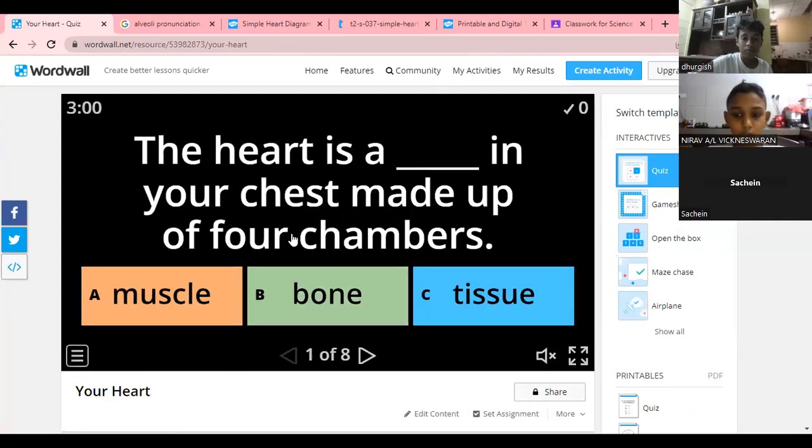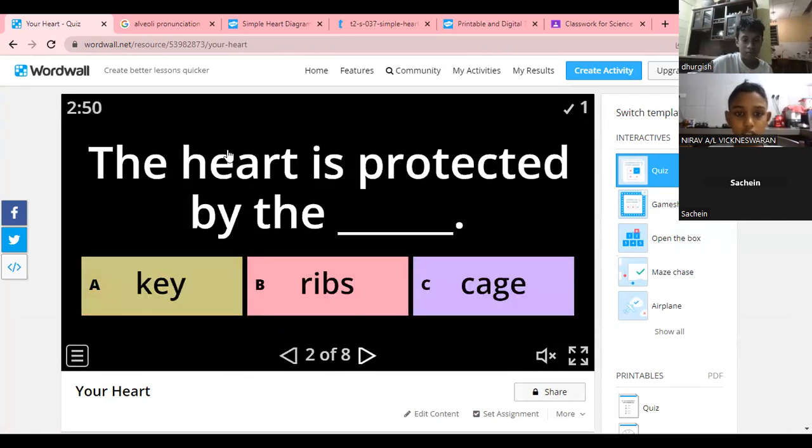Okay, yes. All right. The heart is a what? Muscle or bone or tissue? Which one? Muscle. Muscle. Good. Okay. Nirav, answer me. The heart is protected by the.